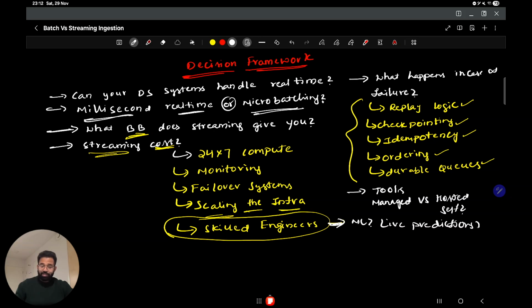Are you using machine learning, and does it need live predictions? For example, let's say we talked about fraud detection. Yes, for fraud detection you might use machine learning, and of course you need live predictions. In this case, streaming is meaningful and super necessary. But for, let's say, churn prediction, here batch would be very fine, right?